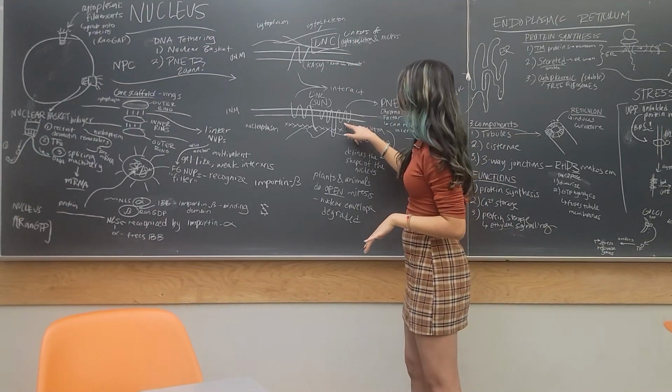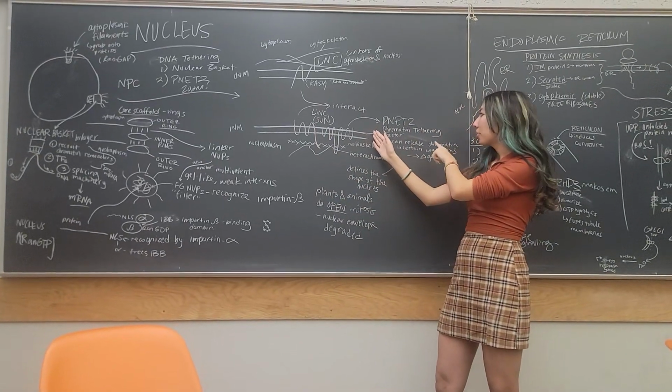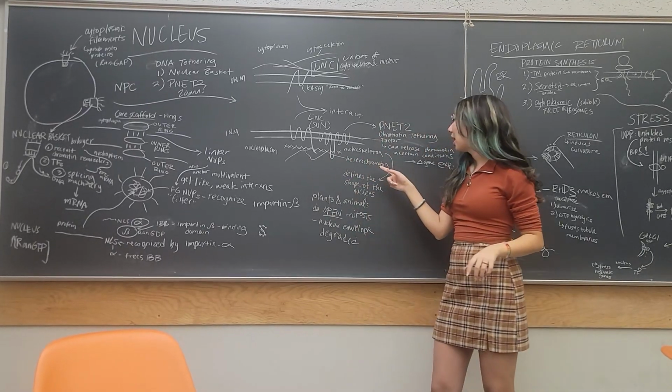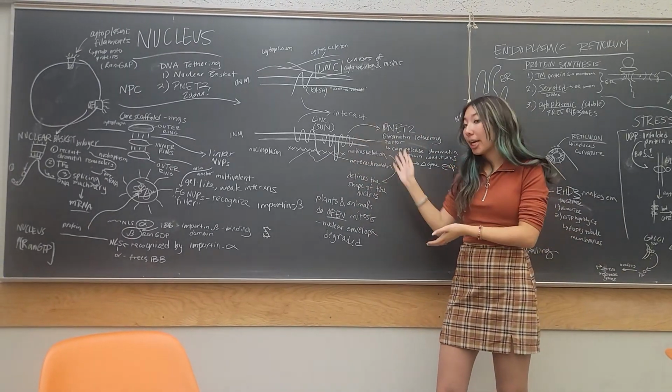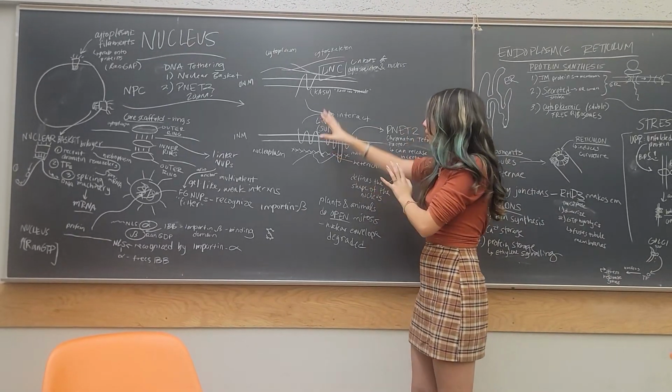Okay, so I'm going to skip to this thing. This thing is called PNET2. It's a chromatin tethering factor, and it'll tether to chromatin. It can release it in certain environments, and that can change transcription because once it's released, it's available to be transcribed.